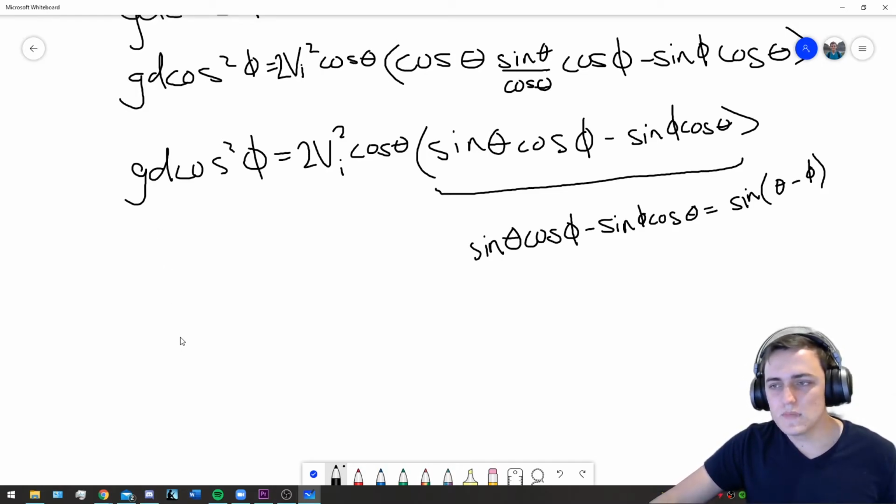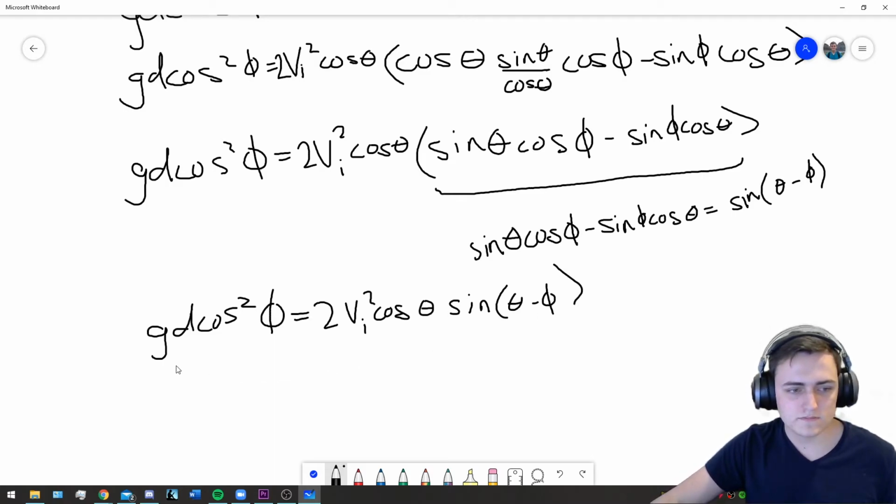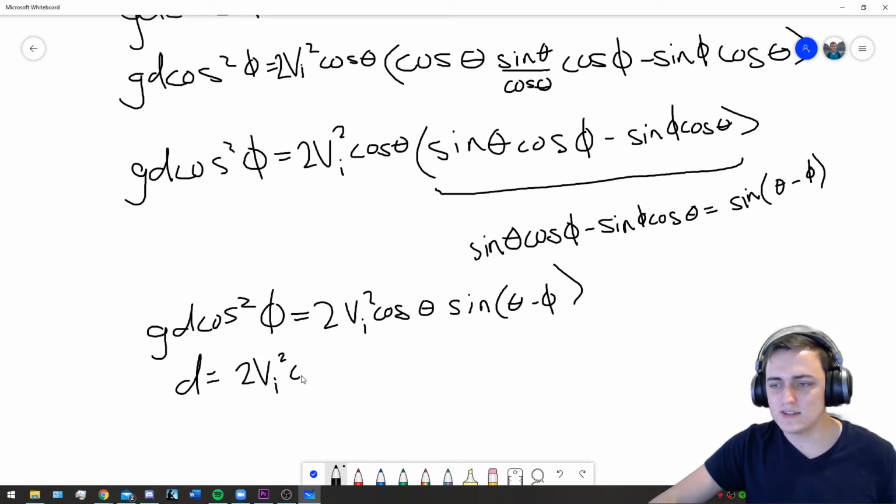So we now can see we have g d cosine squared of phi equals 2 vi squared cosine theta. Now we can apply this identity. We have sine theta minus phi. The last step is just going to be to divide everything by g times cosine theta, right? Because we want that d by itself. And that is the last thing over there, keeping it from being by itself.